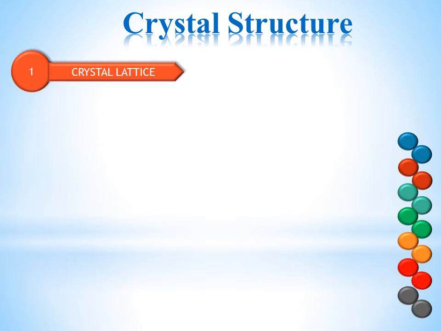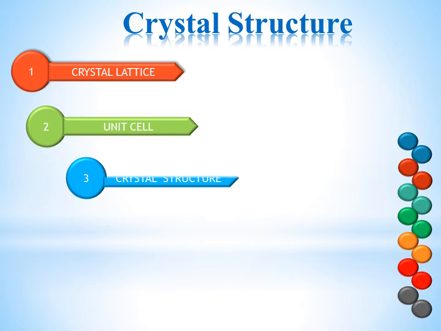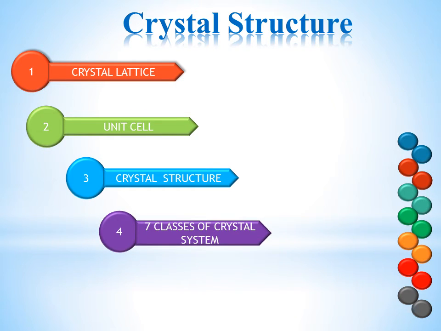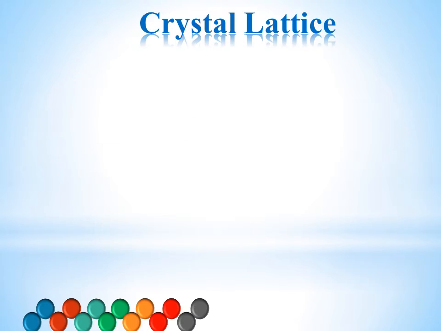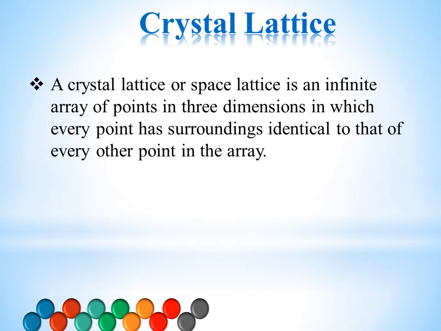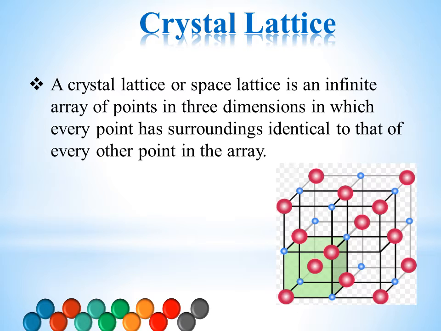Now let us see the fundamental definitions regarding crystal structure, such as crystal lattice, unit cell, crystal structure, then 7 classes of crystal system. First one, crystal lattice. A crystal lattice is nothing but an array of points in 3-dimensional space in which every point has surroundings identical to that of every other point. Here is the example. It is the space lattice. Here we see that every point has surroundings identical to that of every other point within that array system.